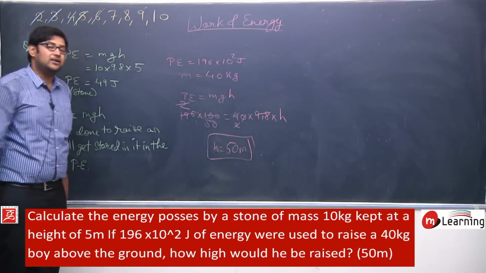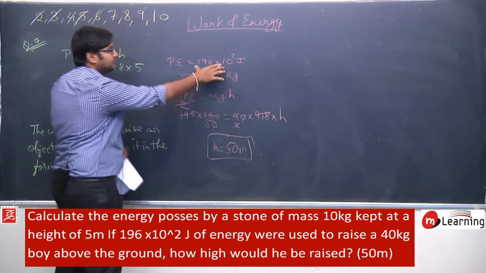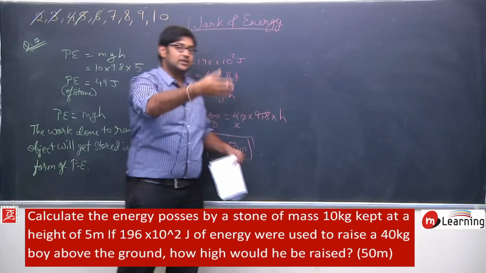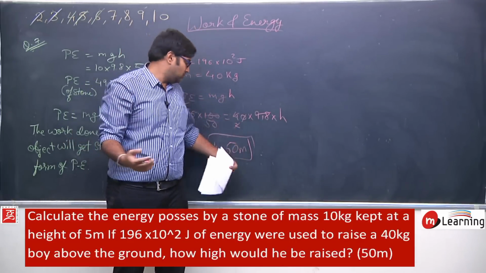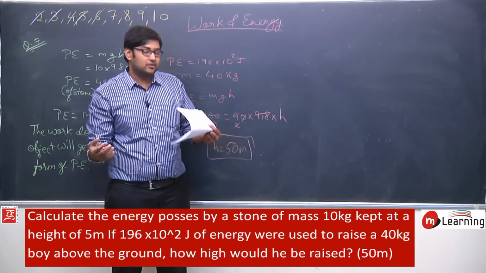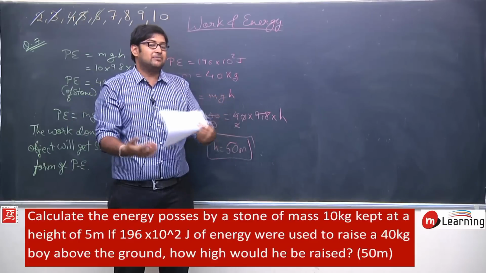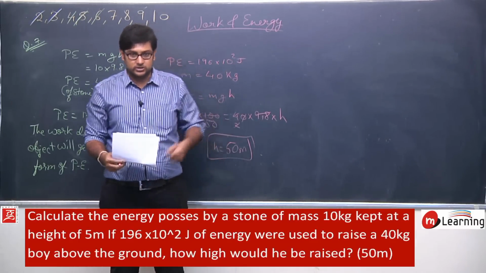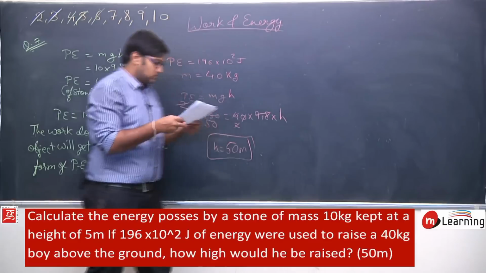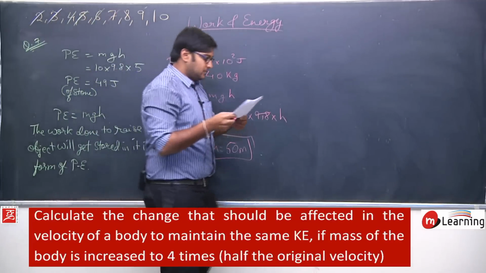So the height at which this boy can be raised using this much energy, 196 into 10 to the power 2 joules, is 50 meters. So imagine if you have a brother or sister who is 40 kgs in weight, you can raise him up to 50 meters by utilizing an energy of 196 into 10 to the power 2 joules. Okay. So this is question number 7. Now moving to the next one.